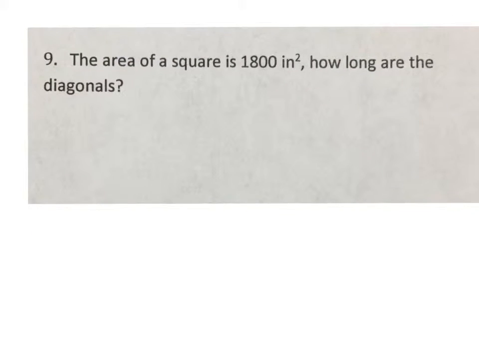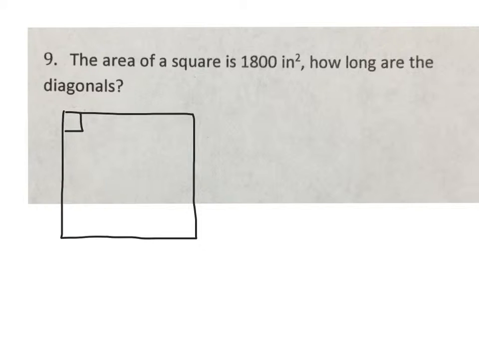So in this problem, we're given the area of a square, and we want to know how long the diagonals are. There's a couple ways we could approach this. Number one is, of course, draw ourselves a square with 90-degree angles and all equal sides. And we want to know how long these are right here. What's the diagonal?